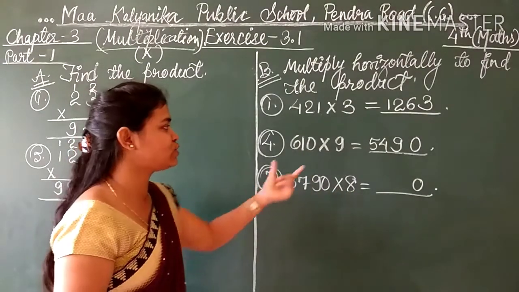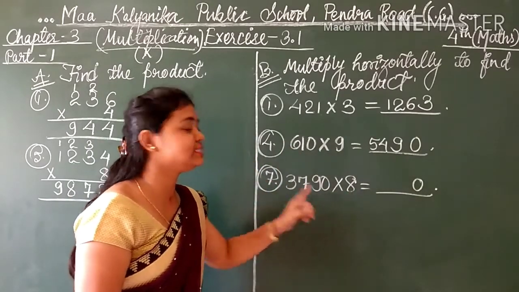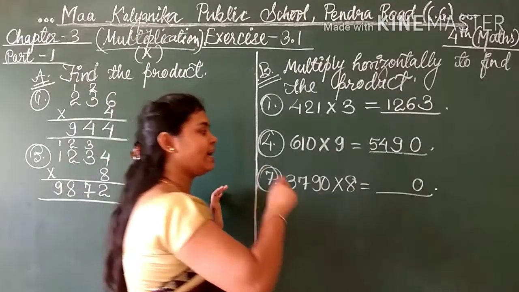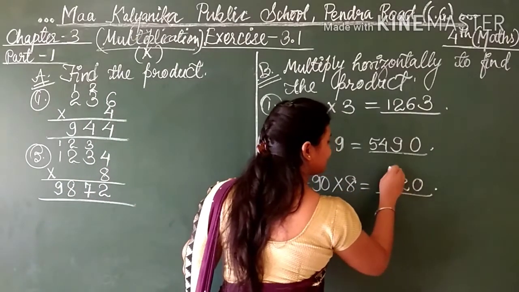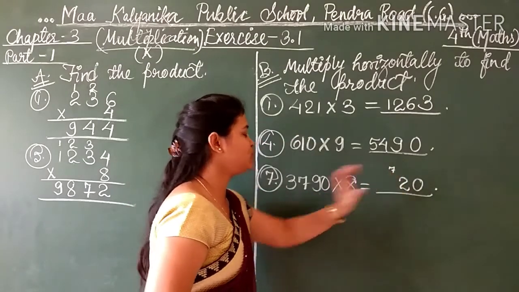72. This is what I was talking about. Here carry was not there, but here carry is there. So 8 nines are 72. 7 carry and 2 here. In rough I am doing 72 here. 8 nines are 72. Okay.